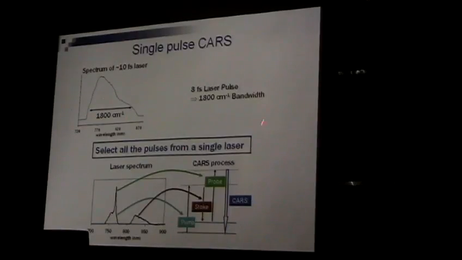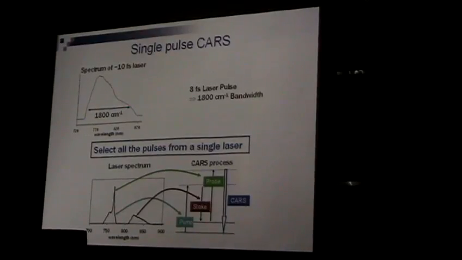And this is the spectrum of my laser. My laser has a spectrum from something like 730 up to 870. Now, think about this bandwidth in wave numbers. From here to here is 1800 wave numbers. So if you have a 10 femtosecond laser, you already have all the frequency components you can detect in the fingerprint region. Remember, the fingerprint region is about 600 to 1800. So in a single laser, you have all these colors already phase locked and everything is ready. The problem is how to manipulate them.